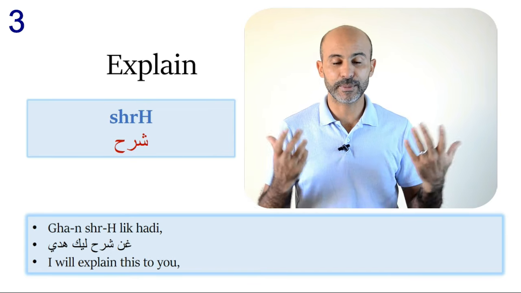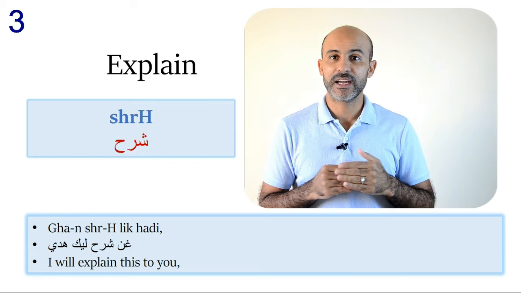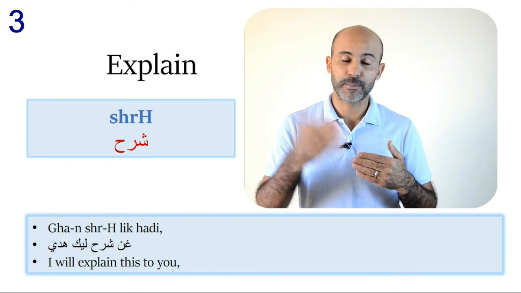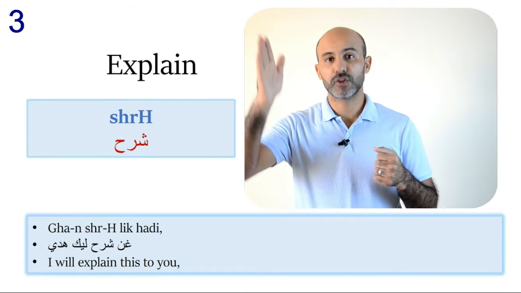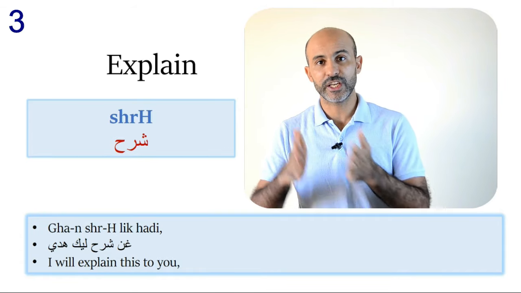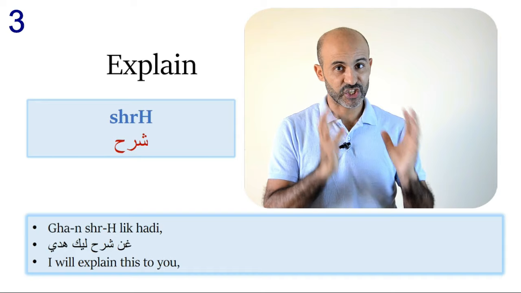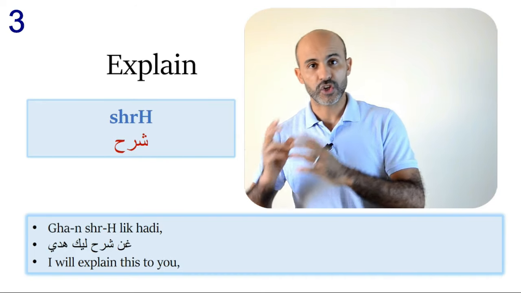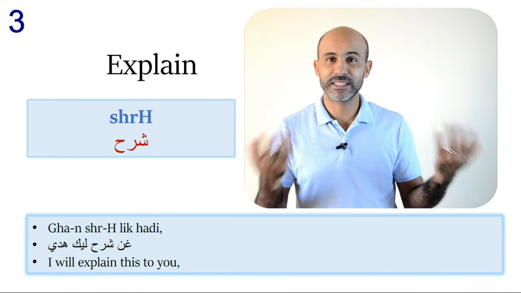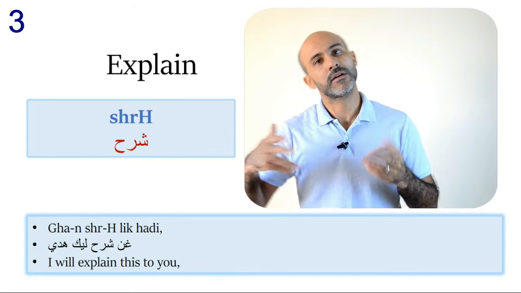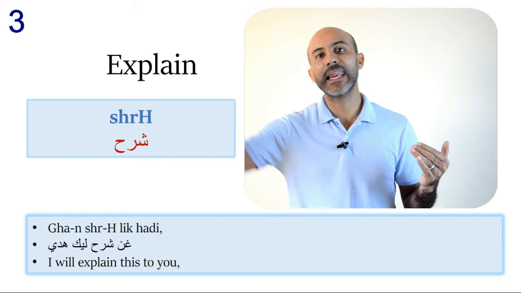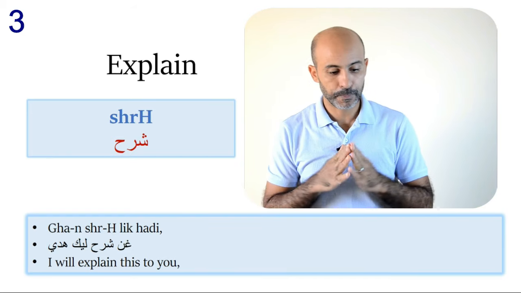شرح, to explain. And of course, we will apply the same rule: شرحي, شرحو for you feminine and you plural. شرح, شرحي, شرحو. And this one doesn't need a preposition. We don't say شرح على or شرح, unless you want to say شرح ل, explain to someone.